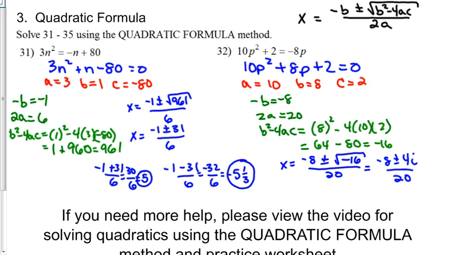And what you'll see is that we can't combine the 8 and 4i because they're not both integers. One of them is imaginary and makes a complex number there, but we can simplify. So notice the negative 8, the 4, and the 20 can all be divided by 4, which makes our final answer negative 2 plus or minus i all over 5.